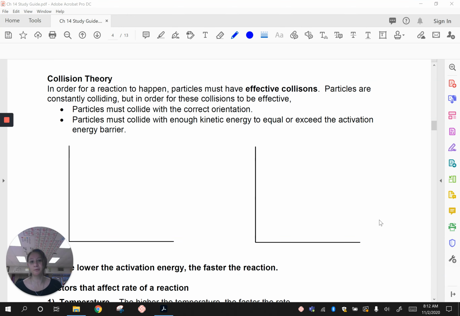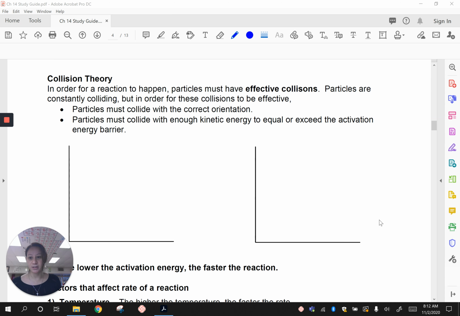We're going to continue chapter 14, which is rates of chemical reactions or chemical kinetics. In order to understand why reactions happen fast or slow and their kinetics, we need to understand why reactions occur or how they occur. If you remember from last year, we talked about collision theory, which says that particles have to collide in order for a chemical reaction to occur.